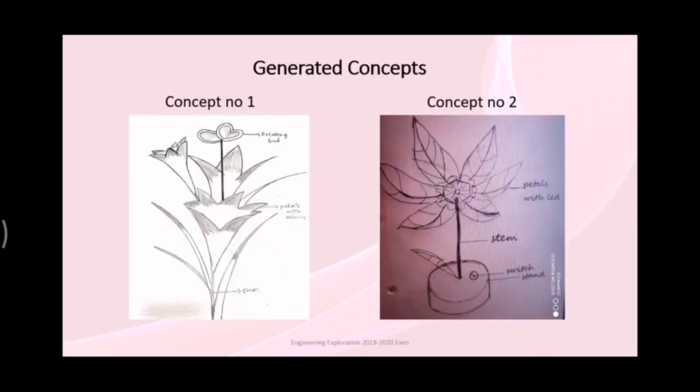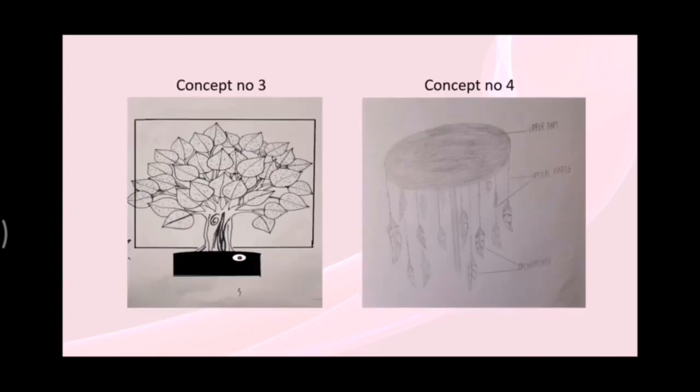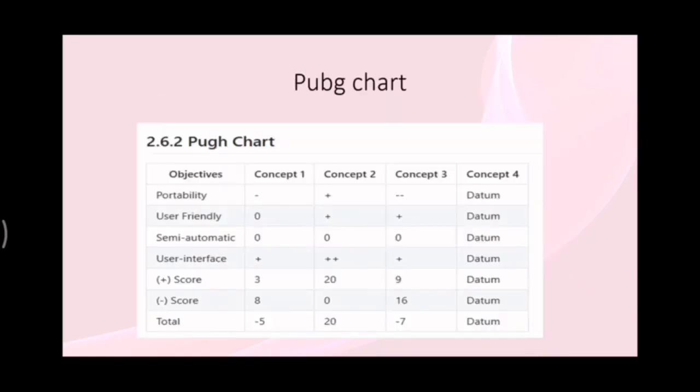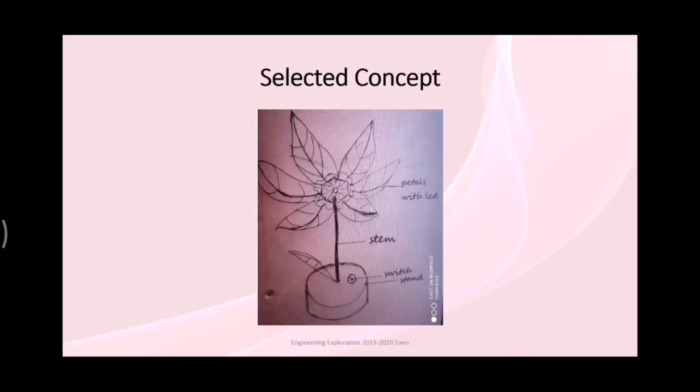Let me now describe step number 2, that is conceptual design. We were trying to generate different alternatives as solutions to realize the functions. We were able to come up with 4 diverse solutions. This is concept number 1 and this is concept number 2, followed by concept number 3 and concept number 4. After brainstorming and using the Pugh chart, which is shown, we selected the best design. And this is the final selected concept, concept number 2.